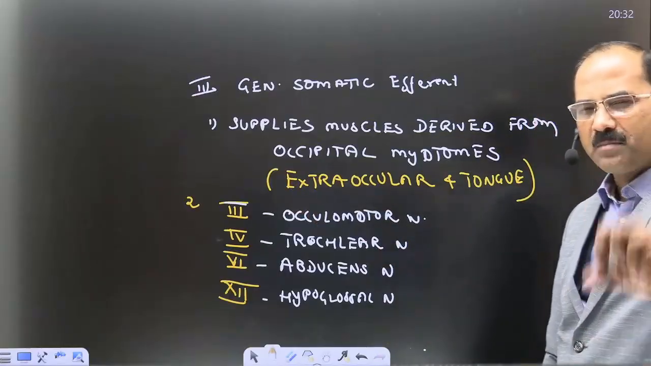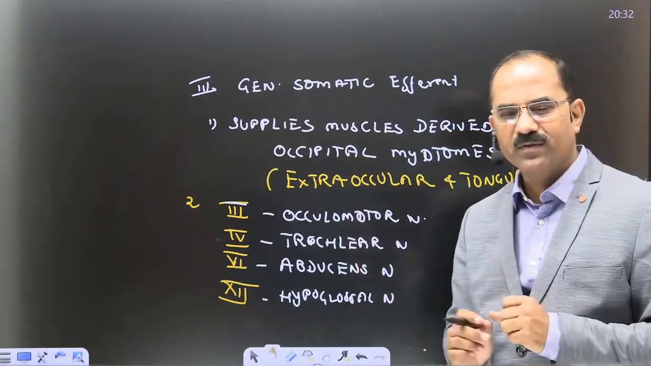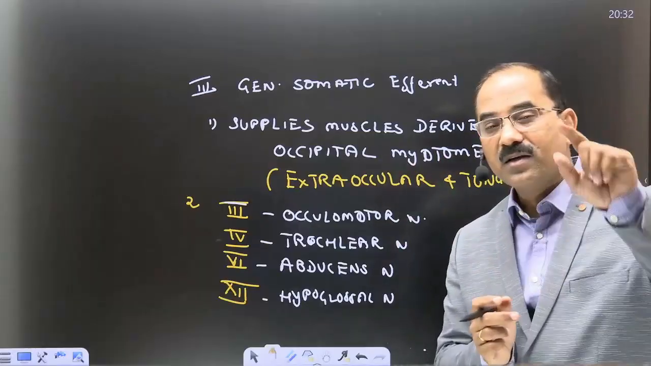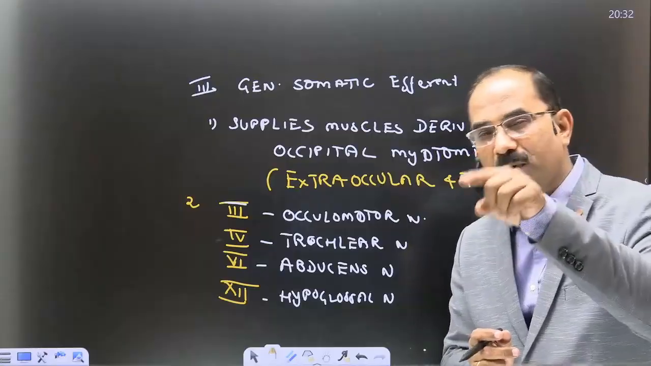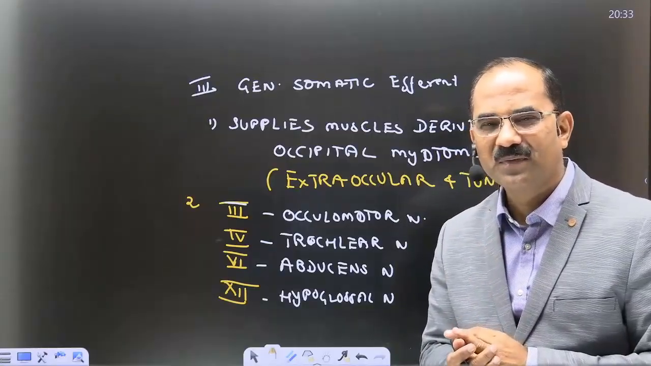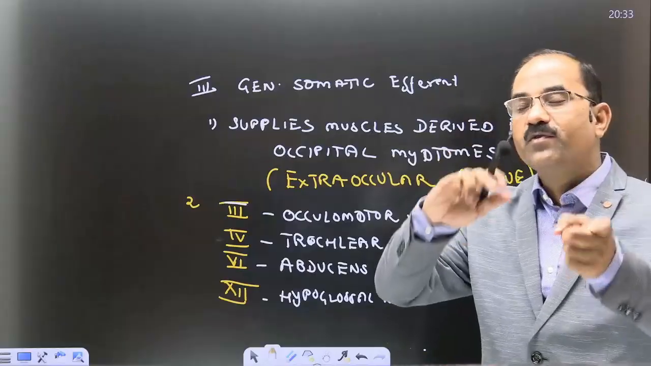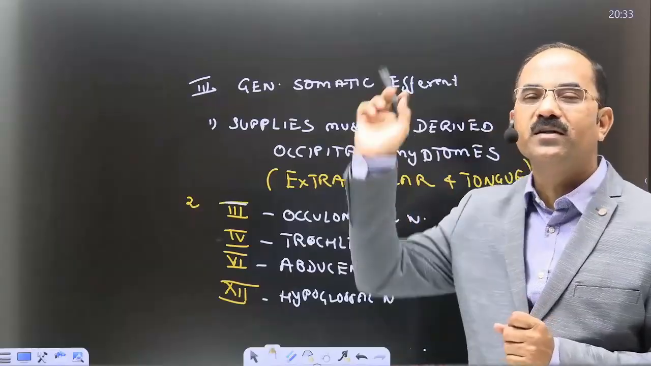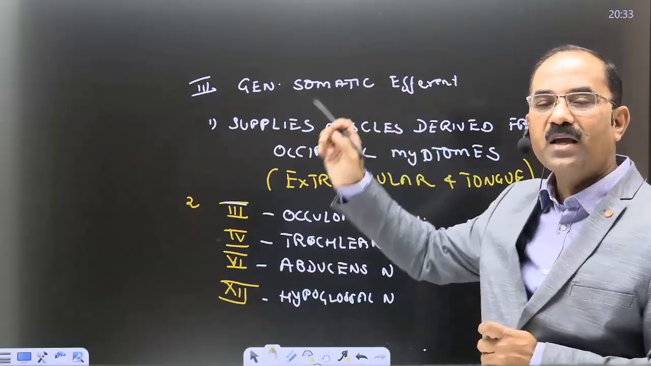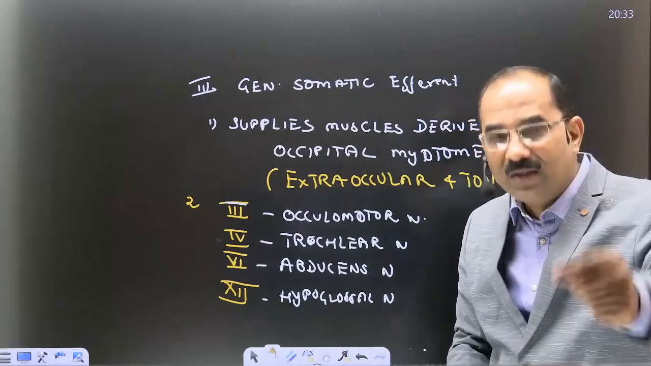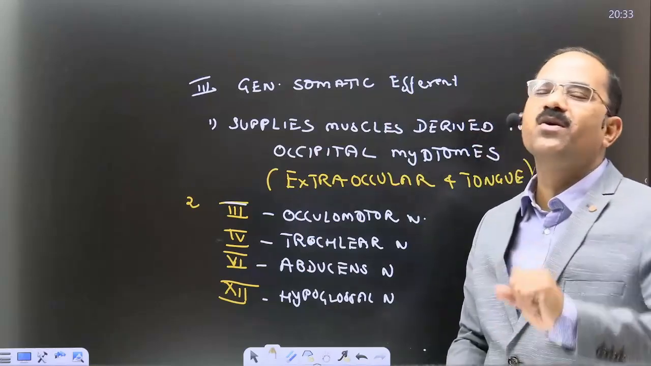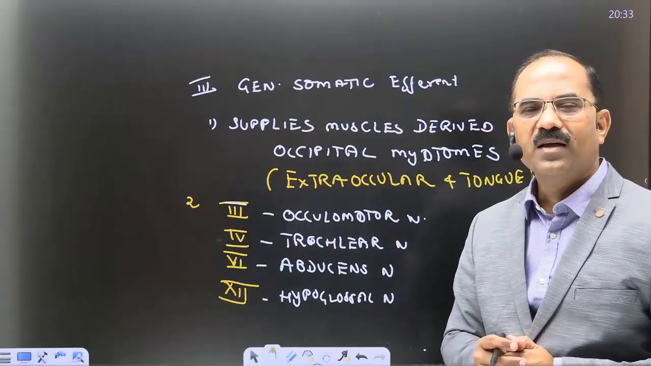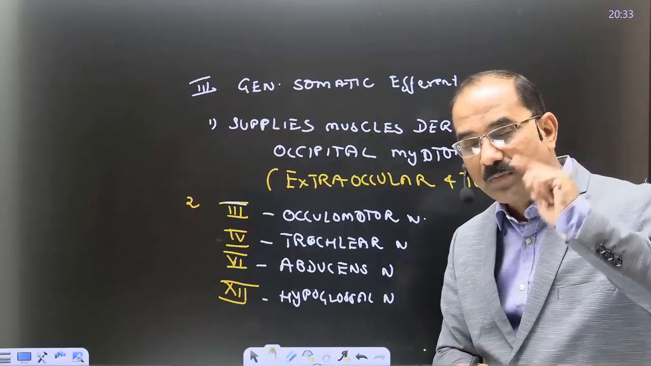So say for example, the third nerve. What do we know about the third nerve? The third nerve supplies the extraocular muscles. The third nerve also supplies the sphincter pupillae and ciliaris muscle, correct? So what is the component for the third nerve to supply the extraocular muscles? General somatic efferent. And what is the name of the nucleus of the third nerve belonging to this component? Oculomotor nucleus.